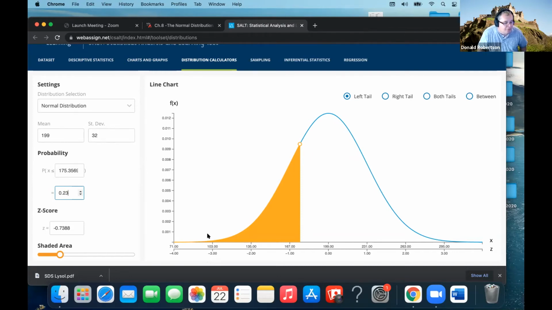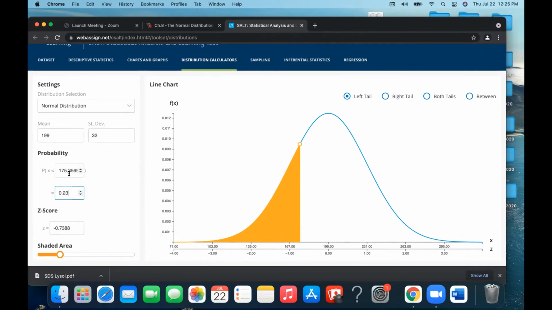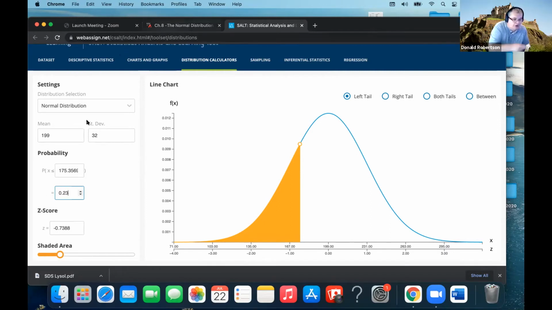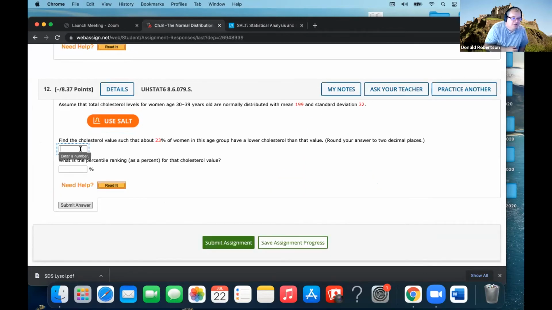Now, do you see that number at the top, the 175.3569? That's the guy you want. Now, if you put your mouse on it and cover it up, you can actually do a Control-C and copy it. Or you just have a good memory and memorize it. I sure don't.